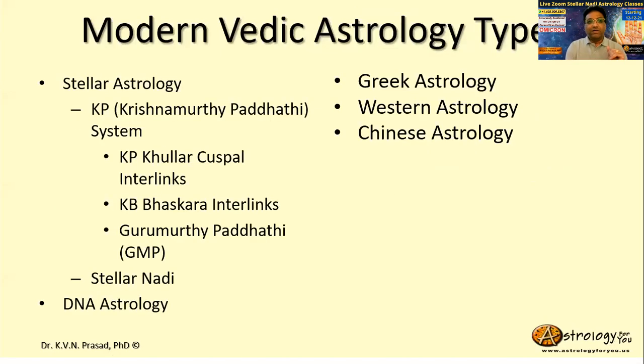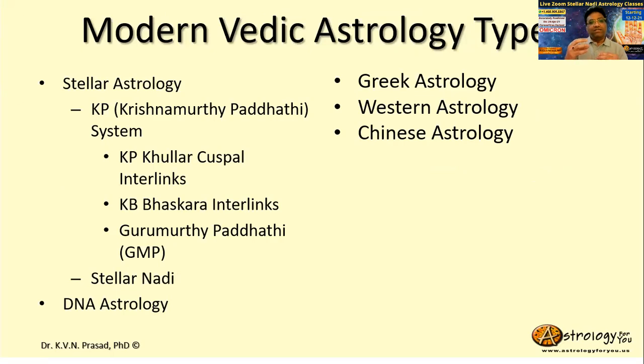Okay, and then in the modern world, we have stellar astrology. In stellar astrology, the popular method is the Krishnamurti Paddhati, the KP system. As I told you, 95% use the Parashara method, and I would say the remaining 3 to 4% use the KP method. KP method is quite popular and evolved in the last 40, 50 years. It is a very good system.